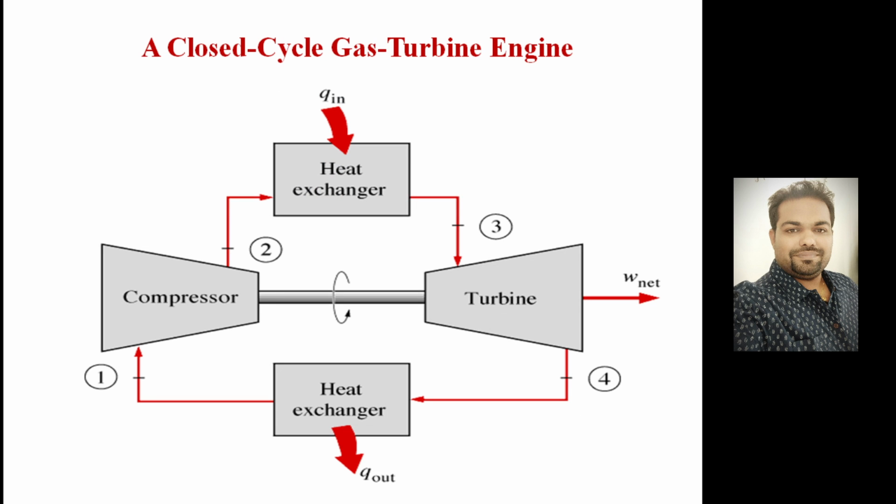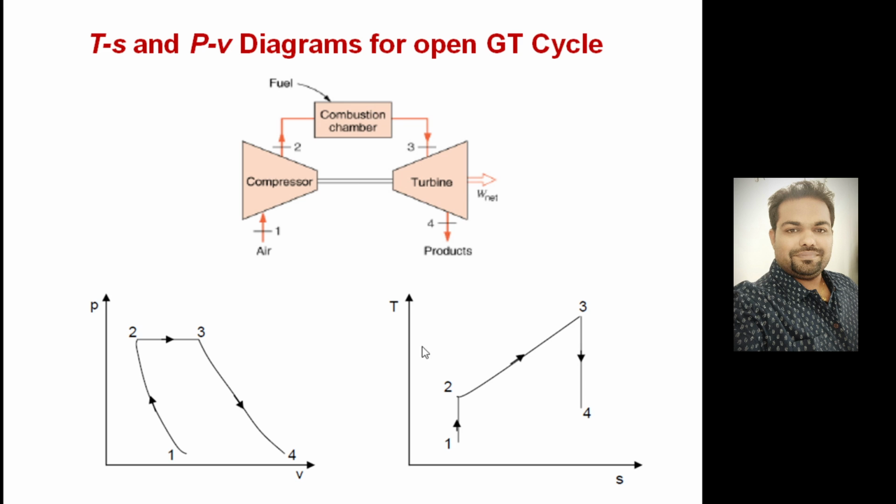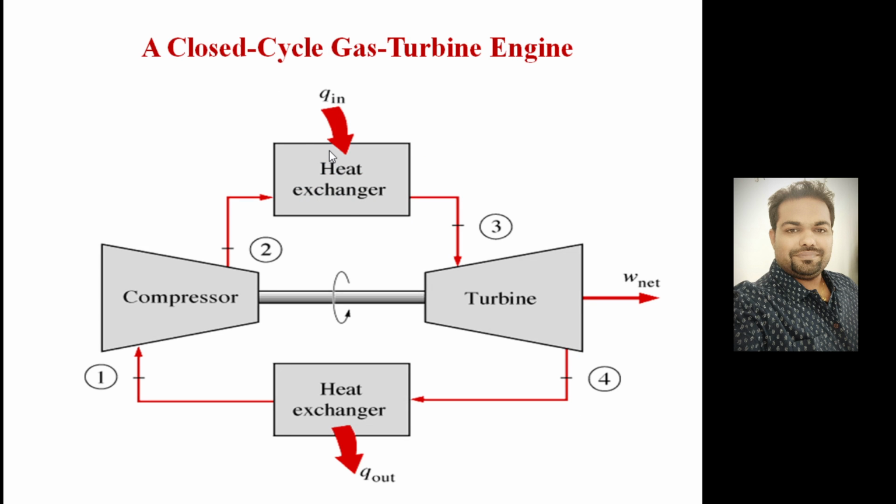Next one is the closed cycle gas turbine. In the closed cycle gas turbine, instead of a combustion chamber, now we are using a heat exchanger. So what is the purpose of the heat exchanger?